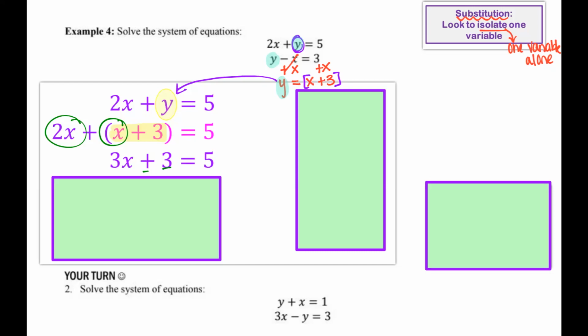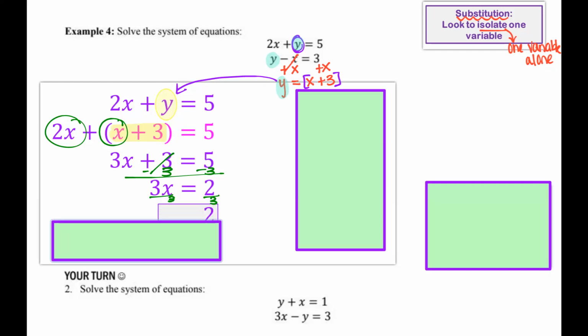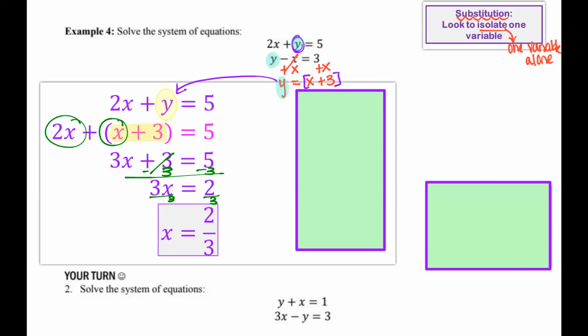From here, we're going to subtract 3 on both sides. That leaves us with 3x equals 2. And then last but not least, divide both sides by 3, and we get x equals 2/3. We're not going to get a decimal. We're going to leave it as a simplified fraction.